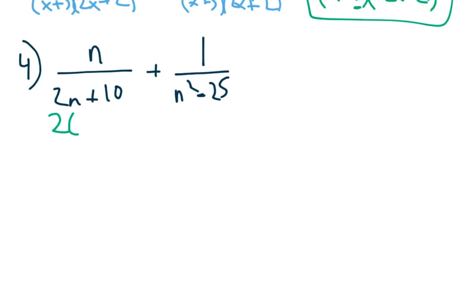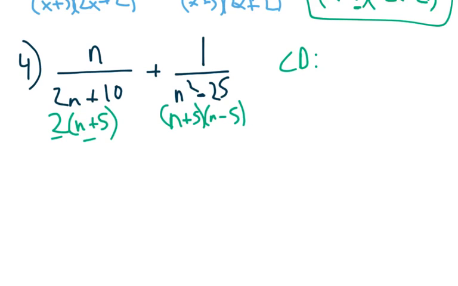I'm going to take out the 2. Now I have n plus 5. Down here, this is a difference of squares, so I have n plus 5, n minus 5. So my common denominator is all of these, but the n plus 5 overlaps, so I only need one of those. So the common denominator is going to be 2, n plus 5, n minus 5.